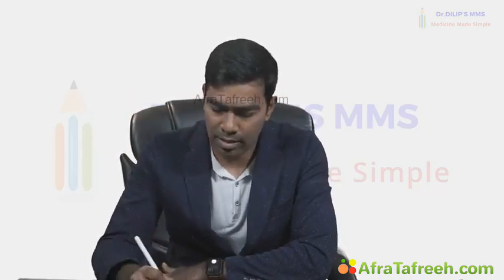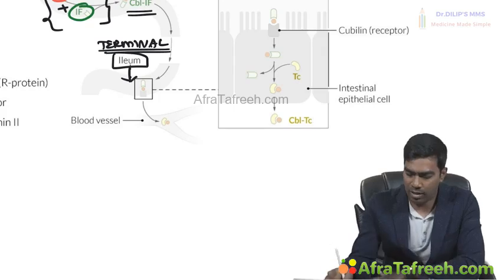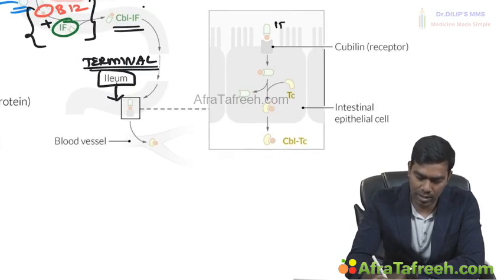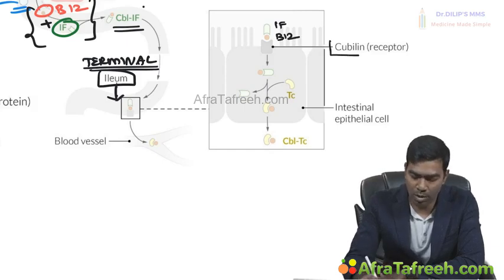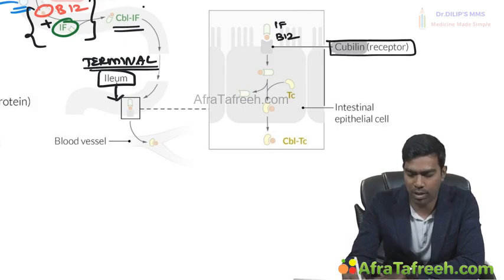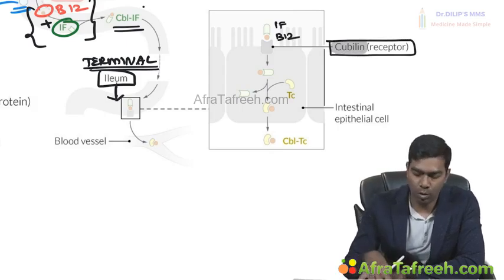So they are going to be absorbed as an intrinsic factor complex. You can see here the intrinsic factor and this is the B12, and they're going to be absorbed through a receptor in the terminal ileal cells called the cubilin receptor. Clear? So, the cubilin receptor.